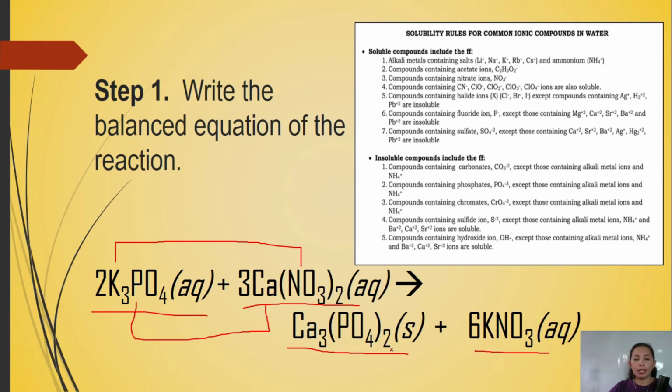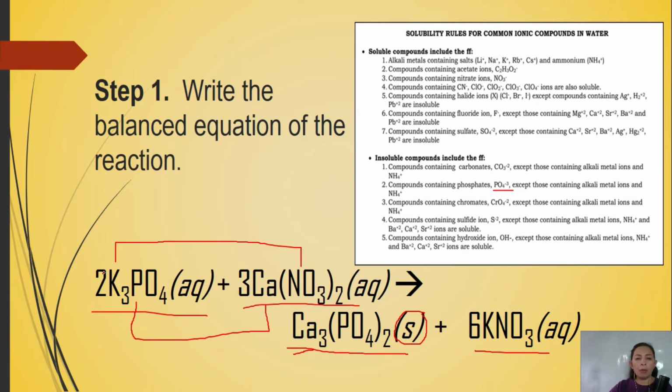I know you know how to write the subscript. Okay, so checking the solubility rules, calcium phosphate. For phosphate, compounds containing phosphate are insoluble except if they are paired with an alkali metal. Since calcium is not an alkali metal nor ammonium, therefore, this is insoluble in water. So we write here S. And potassium nitrate, since it is a nitrate, is soluble in water, so we write AQ.